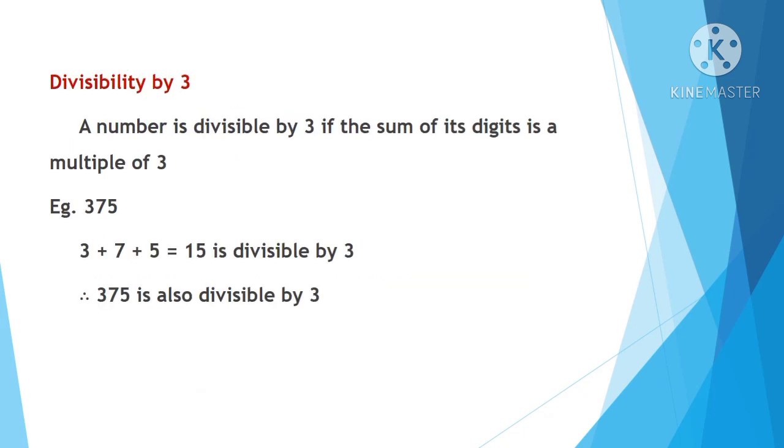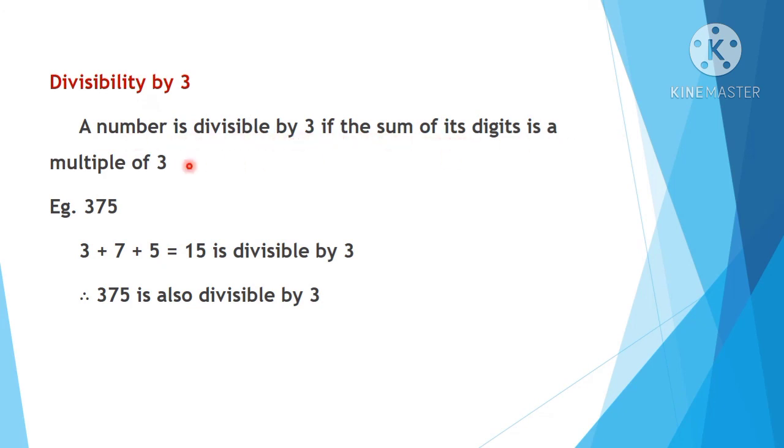So divisibility by 3 is also given. We have seen divisibility by 10, divisibility by 5, divisibility by 2, and the last one we are going to see in this session, divisibility by 3. So what is divisibility by 3? A number is divisible by 3 if the sum of the digits is a multiple of 3.